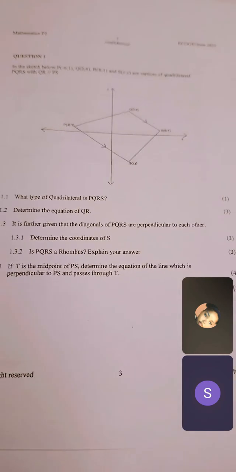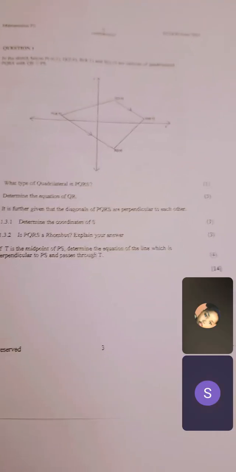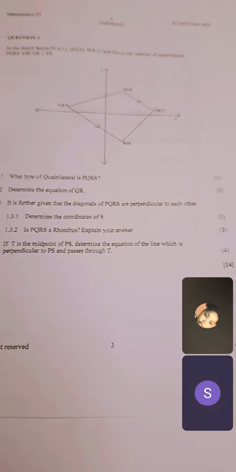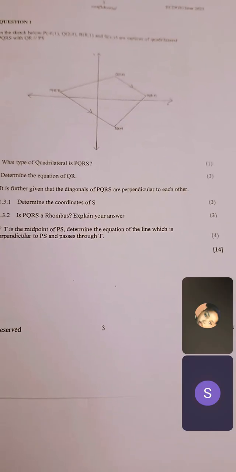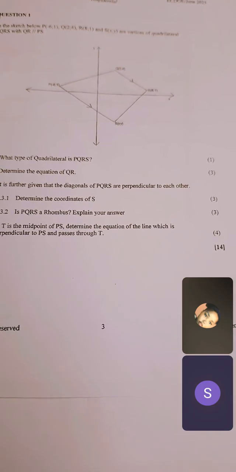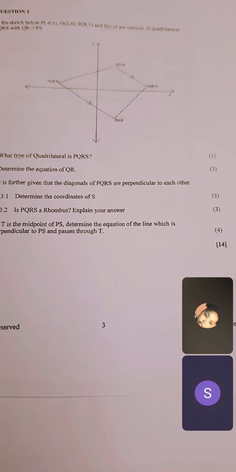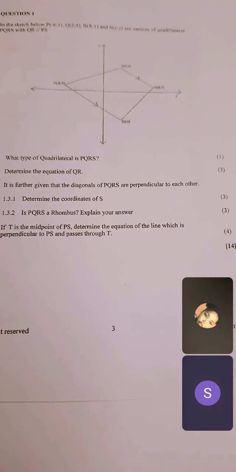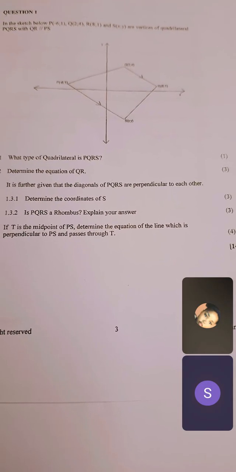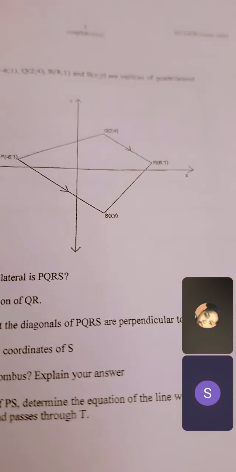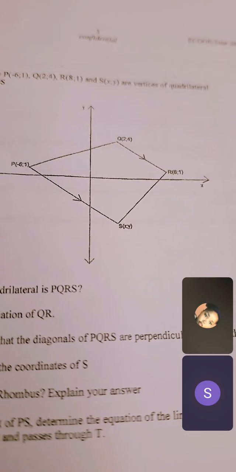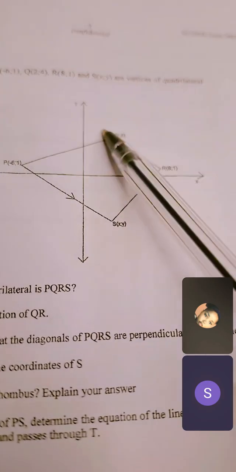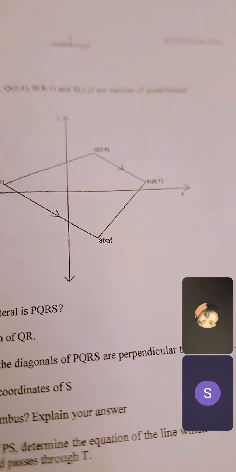Okay, so enough with the talking. Where do I start? Let's see if you guys can lead me along. I want to be led. I don't want to lead. Calculating the gradients. Calculate the gradient of QR. So I must calculate the gradient of QR.